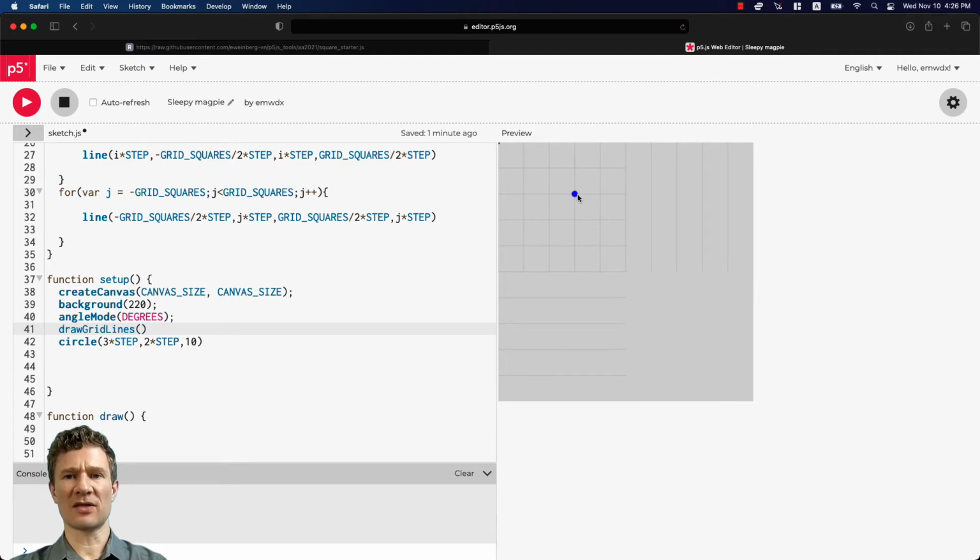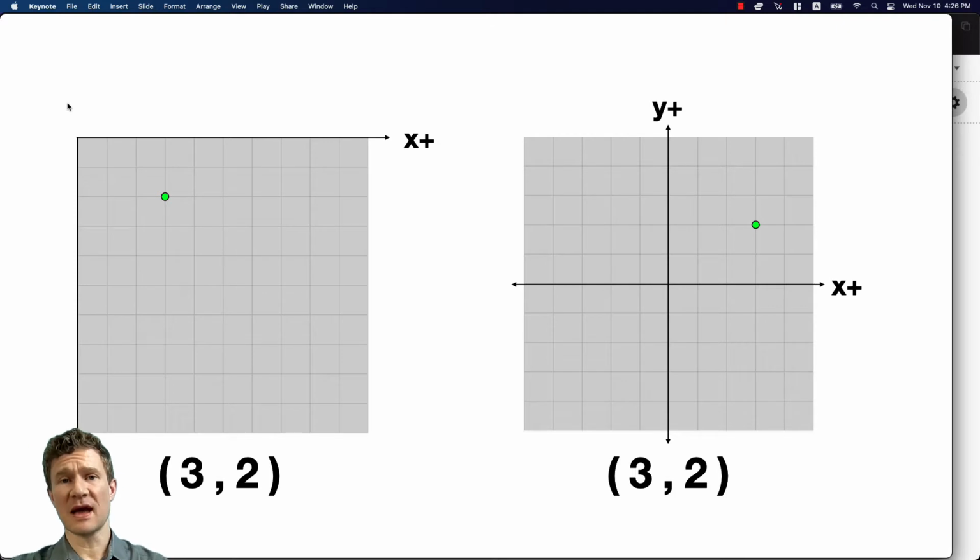Now, if you remember from math class, that's not exactly what we are used to when it comes to graphing points. And the reason is that p5js uses a different coordinate system. With the default p5js coordinate system, the point 3, 2 is right here. That's 3 to the right and 2 down. But in math, we're used to this being 3 to the right on the x-axis and 2 up. And the reason is that for p5js, x is positive to the right, y is positive down, and the origin is at the top left corner of the canvas.